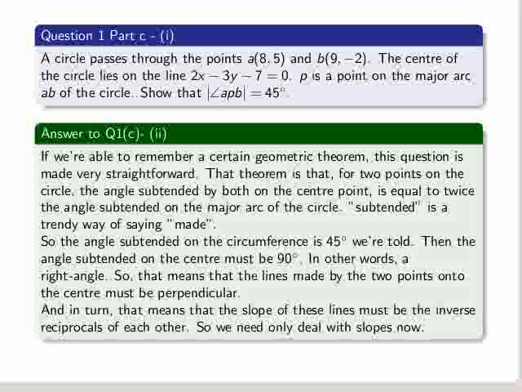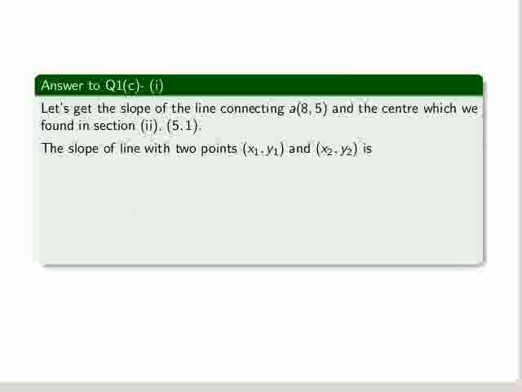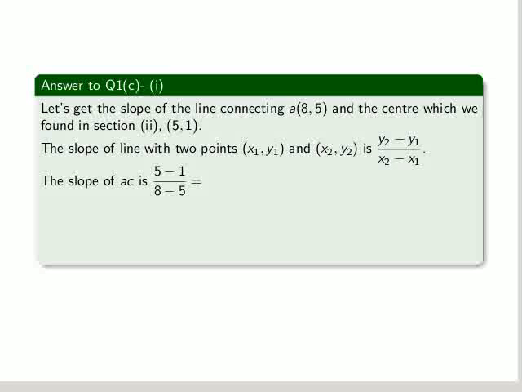So we need to deal only with slopes now. So let's get the slope of the line connecting A, 8, 5, and the centre, which we found in section 2, which was 5, 1. The slope of the line with 2 points x1, y1 and x2, y2 is y2 minus y1 all over x2 minus x1. So the slope of AC, which is the line that connects A and the centre of the circle, is 5 minus 1 over 8 minus 5, which is 4 over 3.